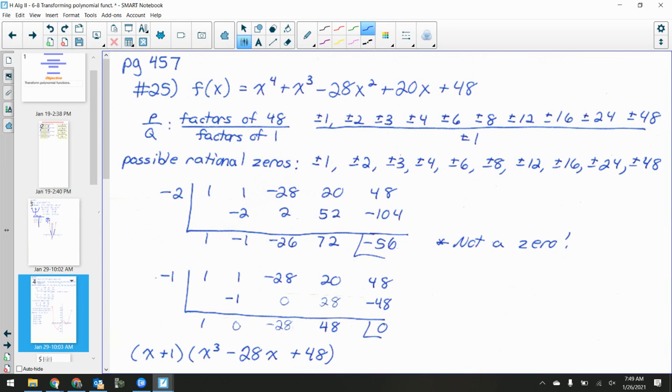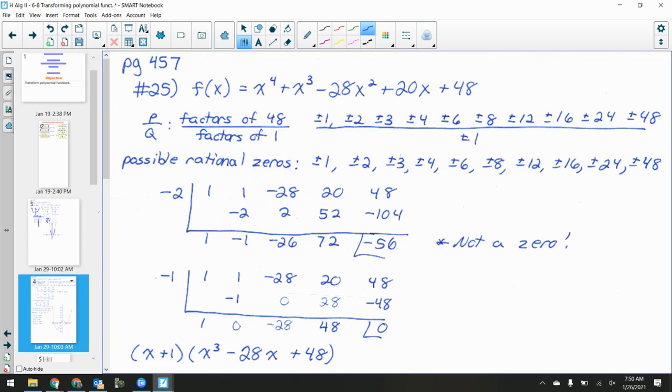When I say values, I mean factors. So the factors of P, I've got 48. So plus or minus 1, 2, 3, 4, 6, 8, 12, 16, 24, and 48. How do I get those numbers? Well, I just quite simply figure out what my factor pairs are, right? 1 times 48, 2 times 24, 3 times 16, 4 times 12, and 6 times 8.